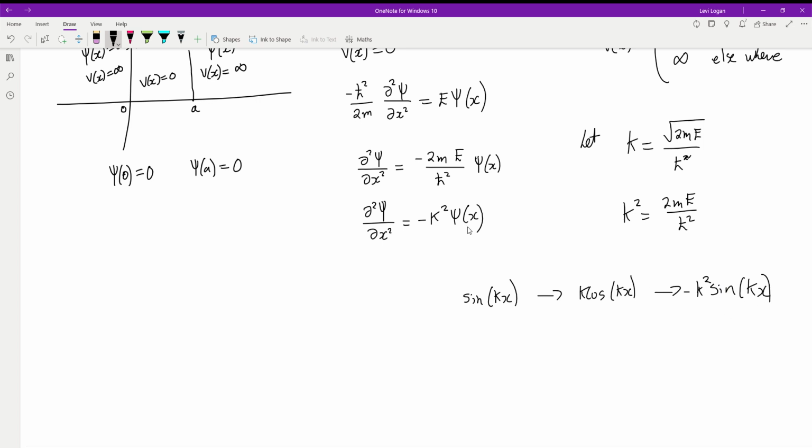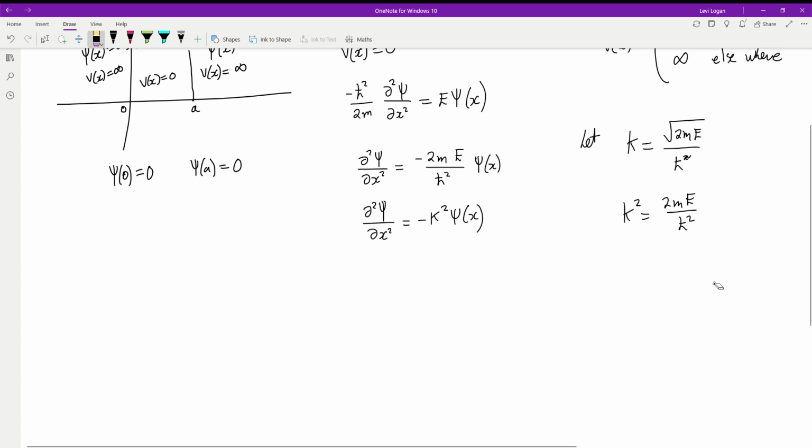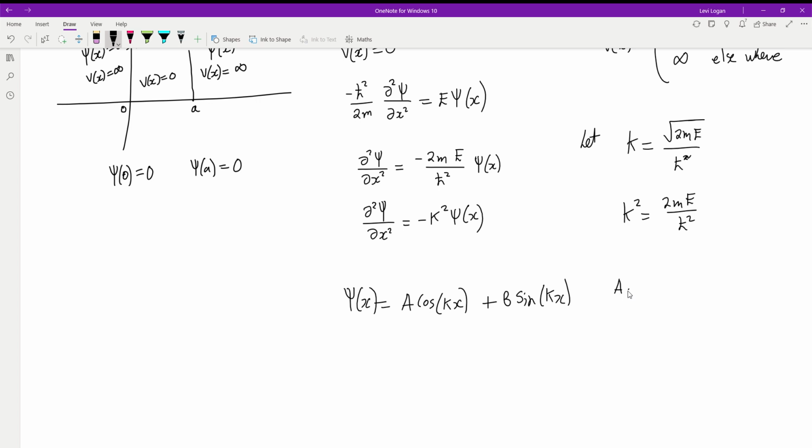Right, and that works for our equation. Now, we can account for cos as well, and there also could be a constant out the front here, so we're just going to say this is b. So let's see if this is a solution to our differential equation. Let's say the wave function takes on this form: a cos of kx plus b sine of kx. The reason we've got a and b here is that they are just constants, because we've got to account for any constants at the front, okay? So let's see if this works.